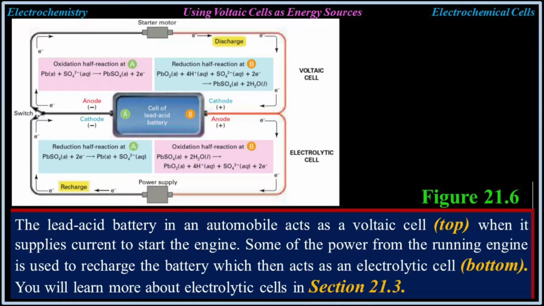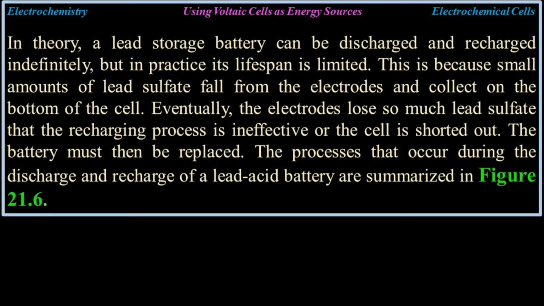The lead-acid battery in an automobile acts as a voltaic cell when it supplies current to start the engine. Some of the power from the running engine is used to recharge the battery, which then acts as an electrolytic cell. You will learn more about electrolytic cells in section 21.3. In theory, a lead storage battery can be discharged and recharged indefinitely, but in practice, its lifetime is limited.